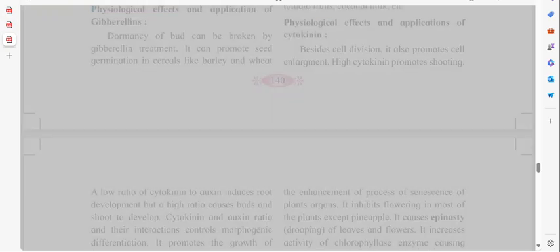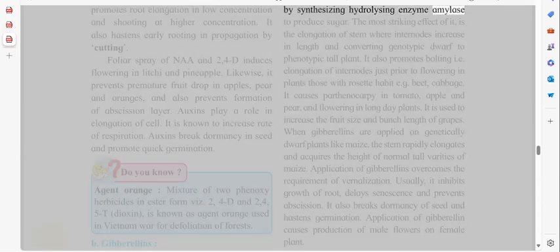Physiological effects and application of gibberellins. Dormancy of bud can be broken by gibberellin treatment. It can promote seed germination in cereals like barley and wheat by synthesizing the hydrolysing enzyme amylase to produce sugar. The most striking effect of it is the elongation of stem, where internodes increase in length, converting genotypic dwarf to phenotypic tall plant. It also promotes bolting.